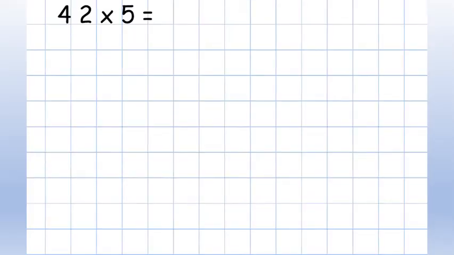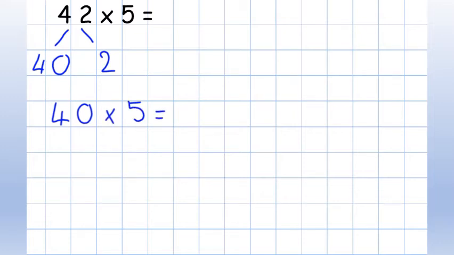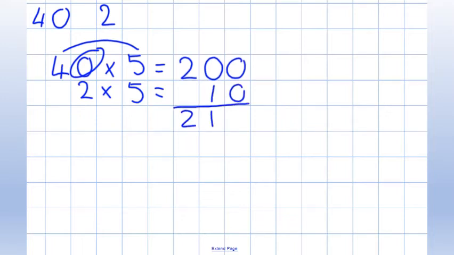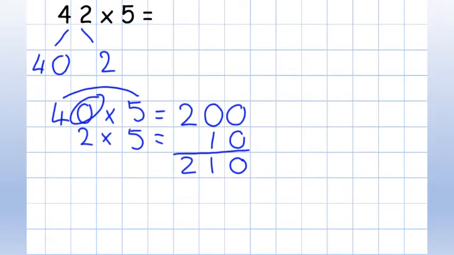Let's see how you got on with that one then. 42 times 5. So first we're going to partition. So we've got 4 tens and we've got 2 ones, and then we're going to turn those into two calculations. 40 times 5 and 2 times 5. Okay, so 40 times 5, 4 times 5 is 20, and then we pop in a placeholder, and 2 times 5 is 10, and then we add those together to give us 210.